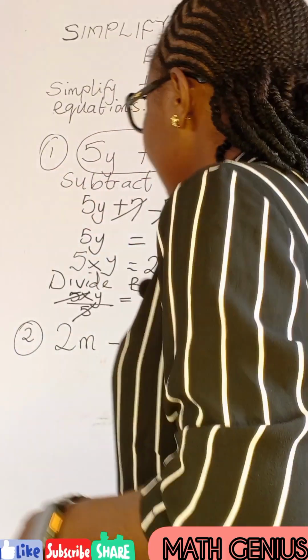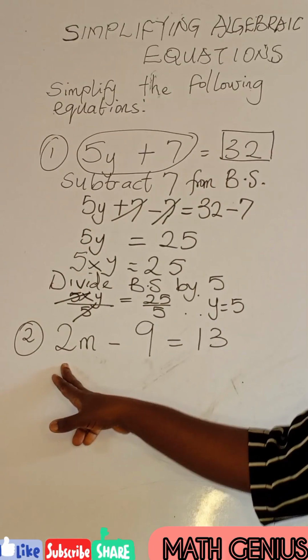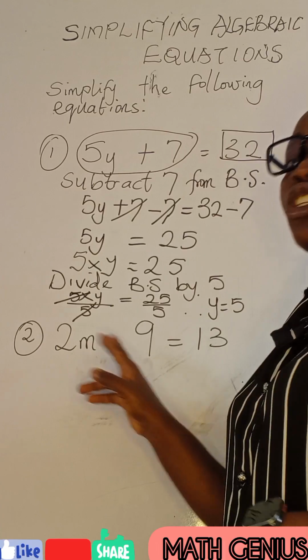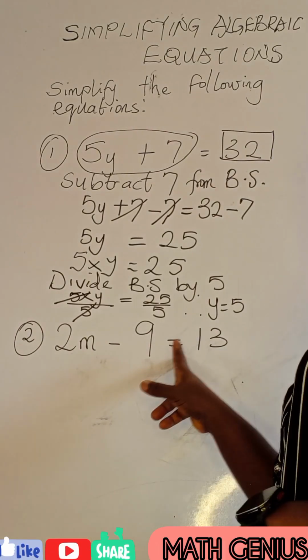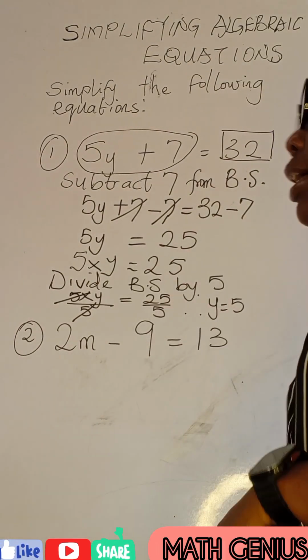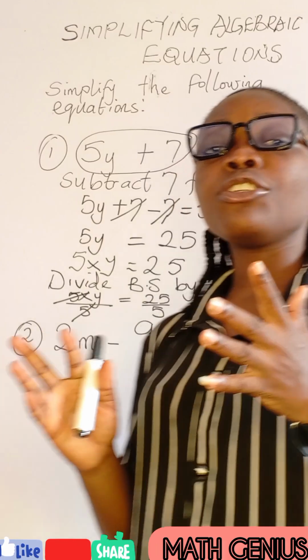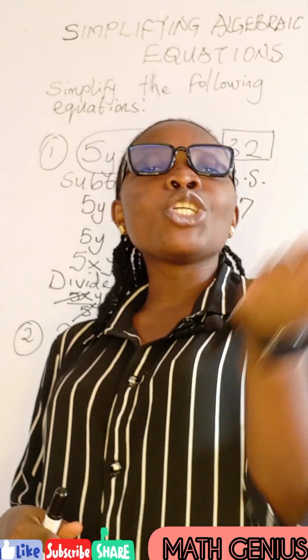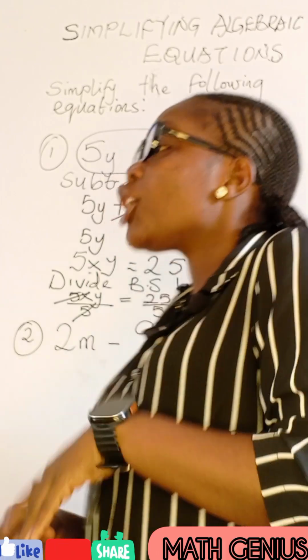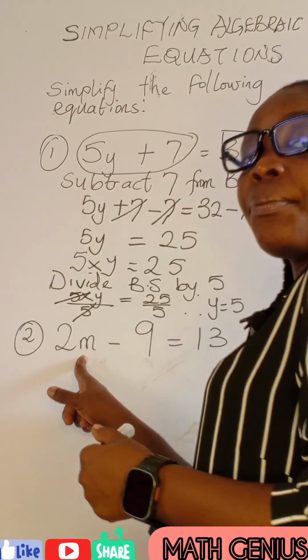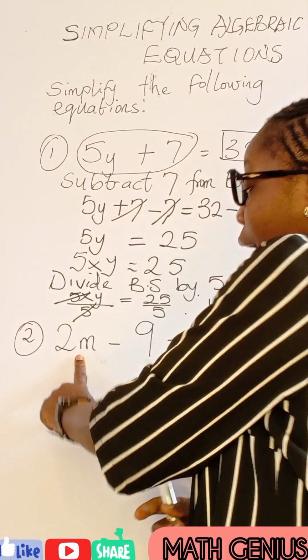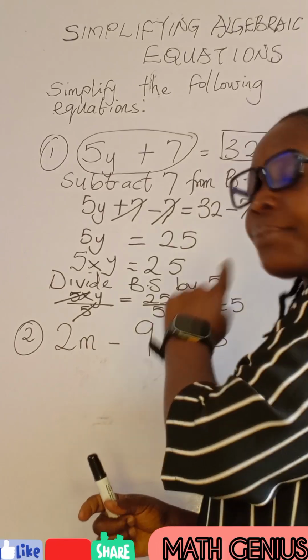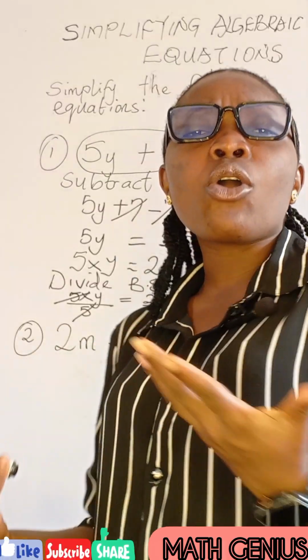So let's see example 2. 2m minus 9 equals 13. Now, the very first thing you need to check for is the number closest to the algebraic term. And the algebraic term here is 2m. The number closest to 2m is negative 9. So what do we do?